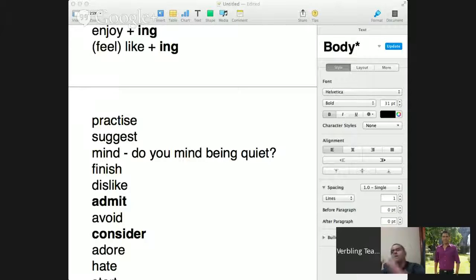I consider moving abroad to study in another country. Okay. I consider moving abroad to another country. This is okay, but you cannot use the present tense. Exactly. I am considering moving abroad.